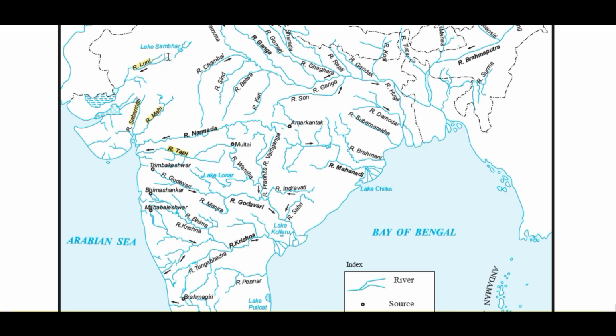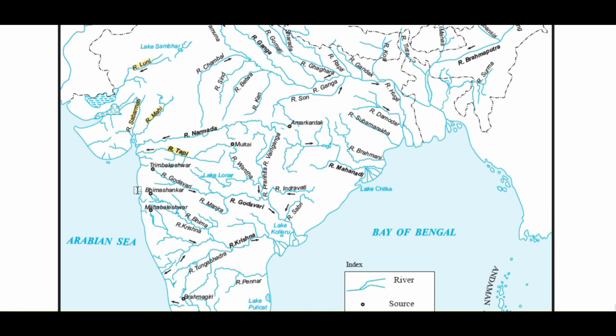Luni River originates on the western slope of the Aravali mountain range. It drains into the Gulf of Kutch. It disappears in this salt desert. And Sabarmati, Mahi, Narmada, and Tapi drain into the Gulf of Khambat. So remember this fact. They are the major west flowing rivers.